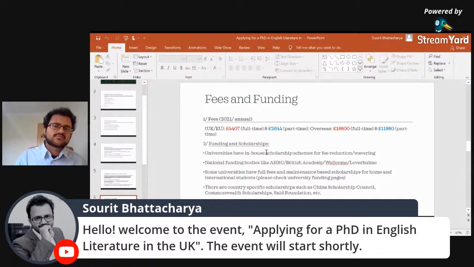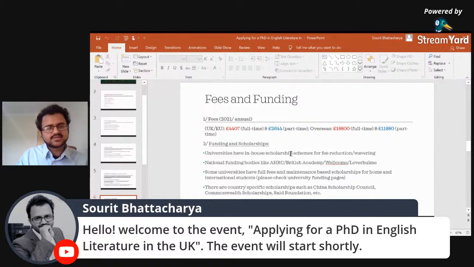And then, of course, there are funding and scholarships, and these are some examples. As I said before, if you are applying for a PhD in English literature, please make sure you have a very thorough knowledge of university websites regarding their postgraduate research pages. Every university in the UK will have well-detailed, elaborate postgraduate research pages about fees and funding. On those pages, they'll also make sure you know about the scholarships or other funding possibilities that they hold.